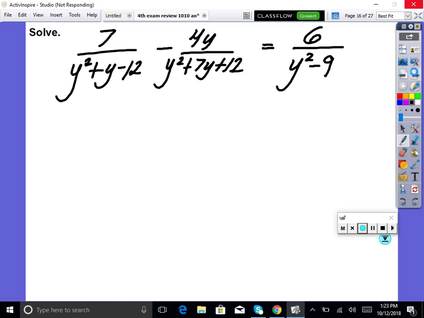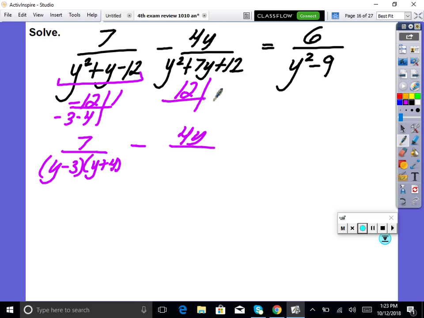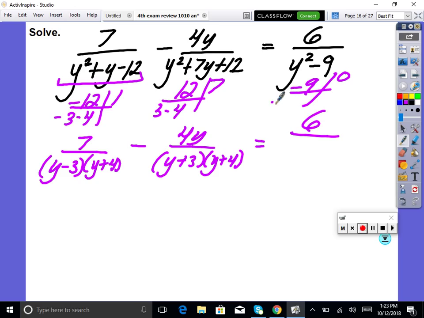It says solve. So once again, factoring all your denominators is your first step. Multiplies to be negative 12 and adds up to be 1: 4 times negative 3. So we have 7 over y minus 3 times y plus 4, minus 4y over what multiplies to be 12 and adds up to be 7: 3 and 4 positive. We can quick factor, so we have a y plus 3, a y plus 4, equal to 6 over what multiplies to be negative 9 and adds up to be 0: 3 times negative 3. So then that would be y plus 3, y minus 3.